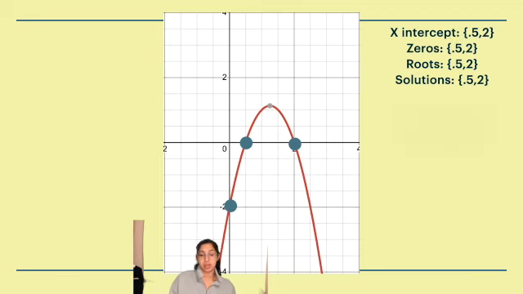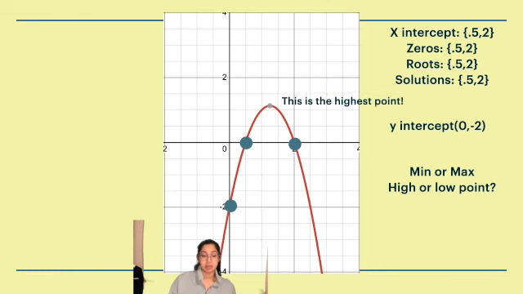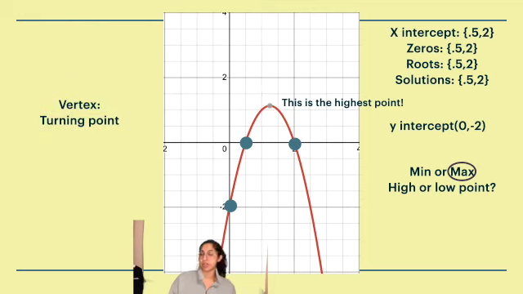Okay, now I'm looking to see if it's a min or max, high or low point. This one does have a high point, so it's a maximum. Next, we are looking for our vertex or a turning point, which is the same spot as the maximum. So it's right there. And we would actually write that. So it is (1.25, 1).